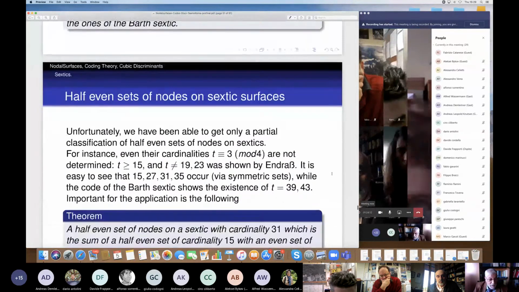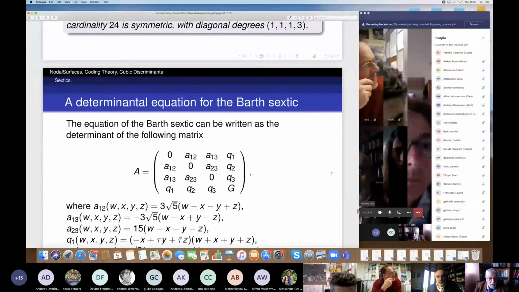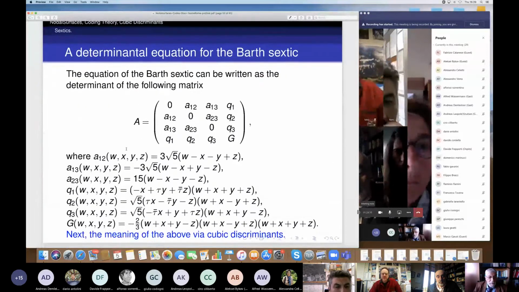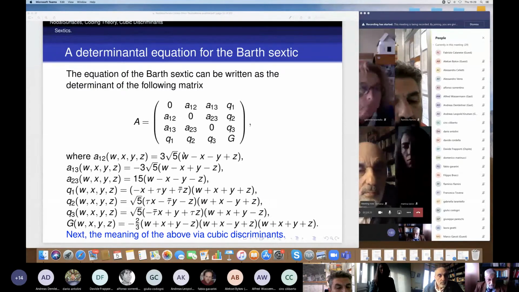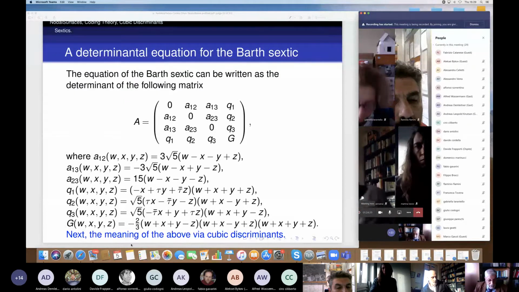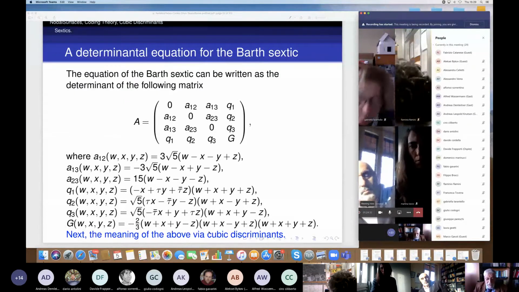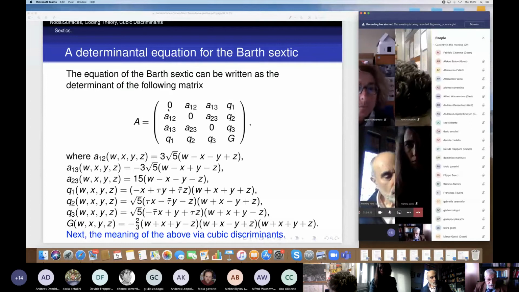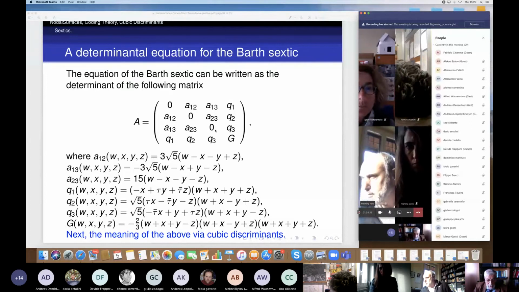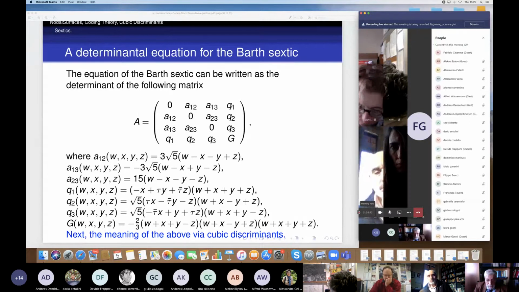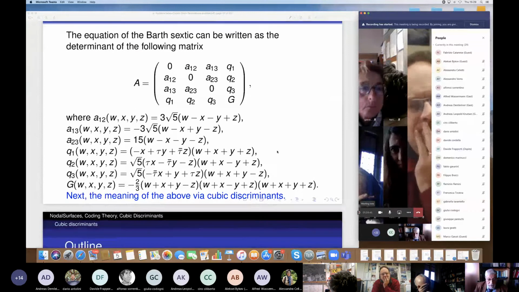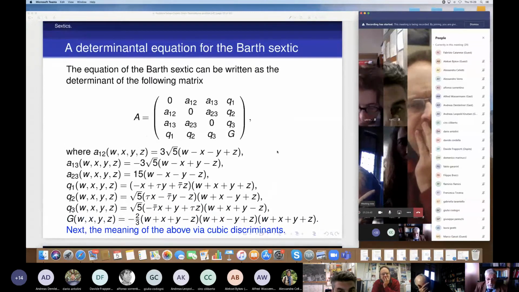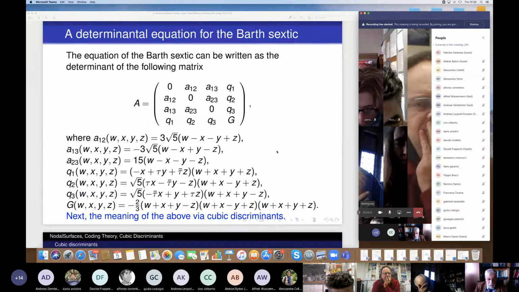This I skip. And this leads now to a beautiful determinantal equation for the Barth sextic. This was found by Yongwa Cho. The meaning will come later via the theory of cubic determinants. So this is just linear forms, a 3x3 matrix of linear forms bordered by quadratic functions and the cubic functions. So there is this determinantal equation, which corresponds to a representation as the discriminant of a cubic hypersurface.